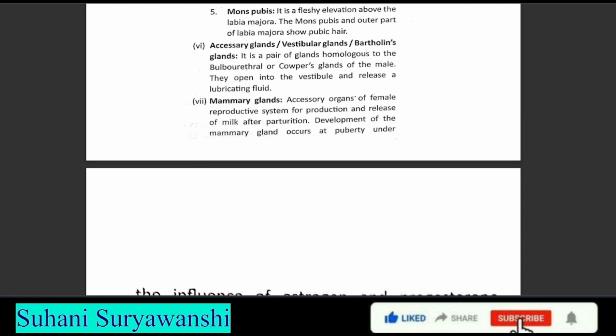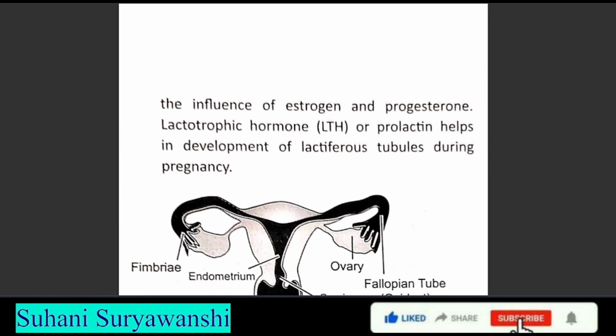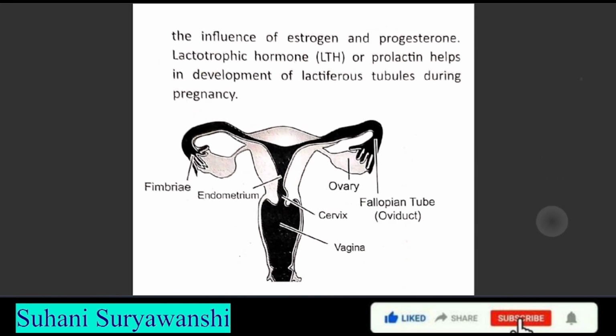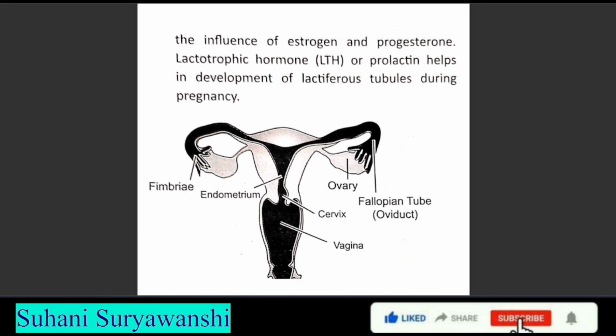Next is accessory glands, or vestibular glands, or Bartholin's glands. It is a pair of glands homologous to the bulbourethral or Cowper's gland of the male. They open into the vestibule and release lubricating fluid. Next is mammary glands, accessory organs of the female reproductive system for production and release of milk after parturition. Development of the mammary gland occurs at puberty under the influence of estrogen and progesterone. Lactotrophic hormone, that is LTH, or prolactin, helps in development of lactiferous tubules during pregnancy.